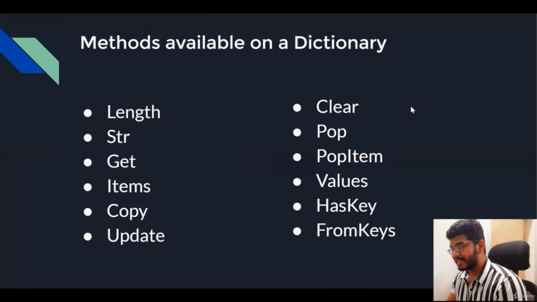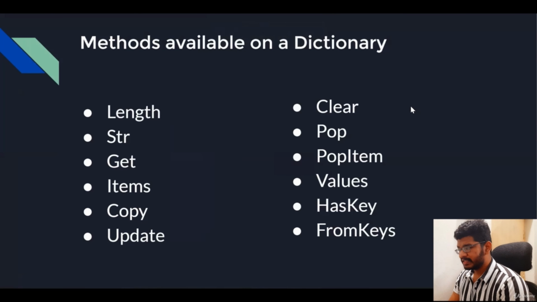So now let's see what are the methods available in a dictionary. So these are the methods available in a dictionary. Length, you can find the length of a dictionary. And next, str, that means it will convert a dictionary into a string.